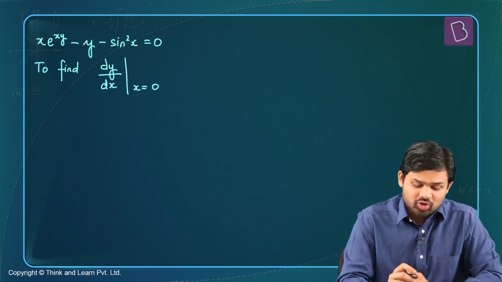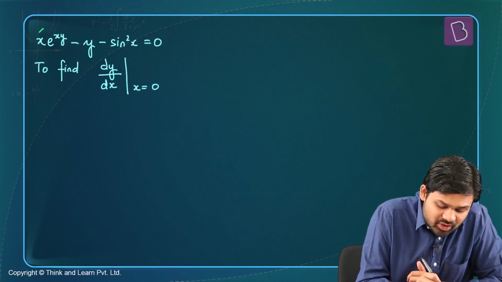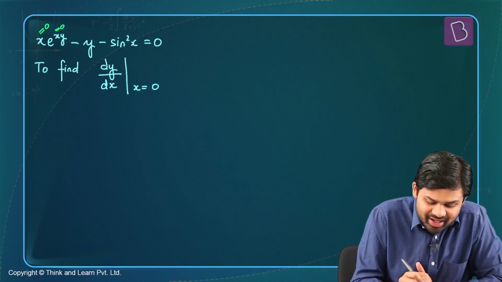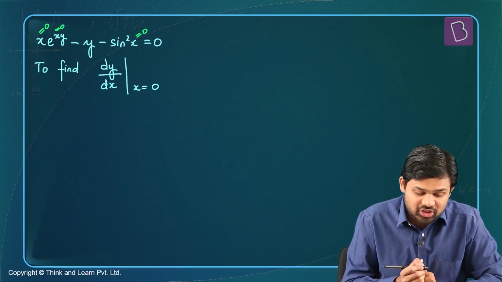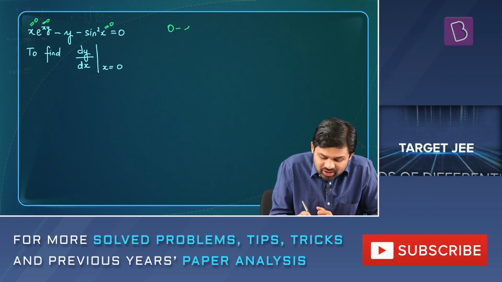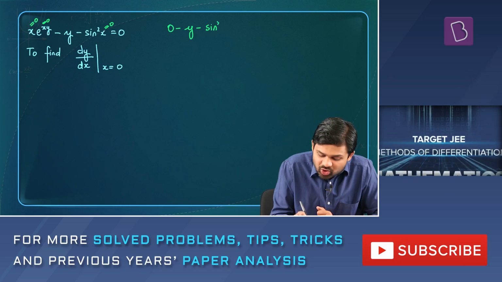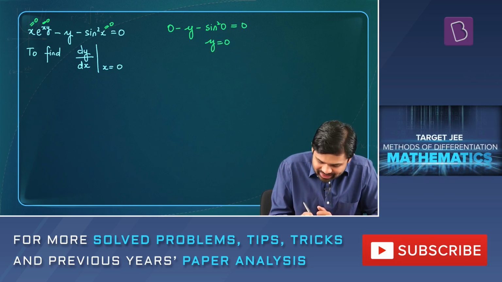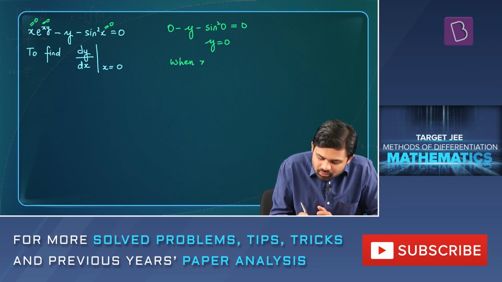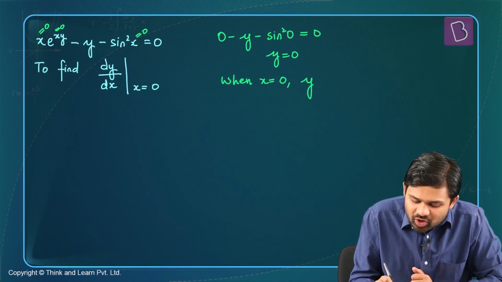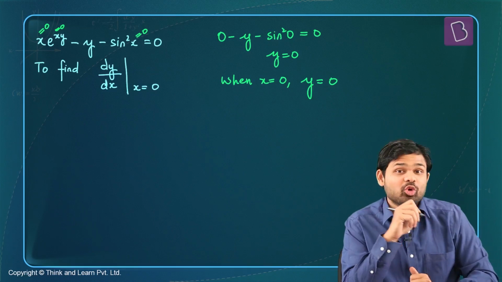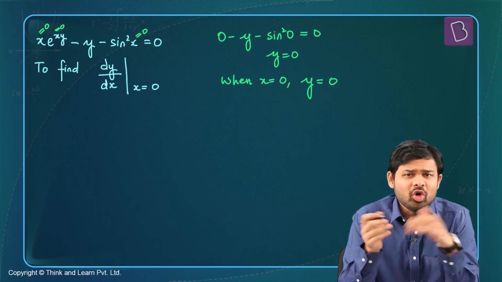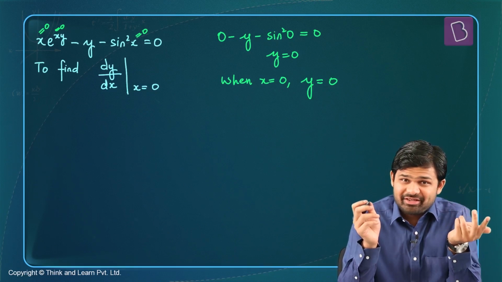So I'm going to plug in the value of x equal to 0 in this expression. Everywhere, wherever there is an x, I will plug in the value of 0. So I get 0 minus y minus sine square 0 equal to 0, which means y equal to 0. So when x equal to 0, y equal to 0. Now we're going to carry out implicit differentiation.